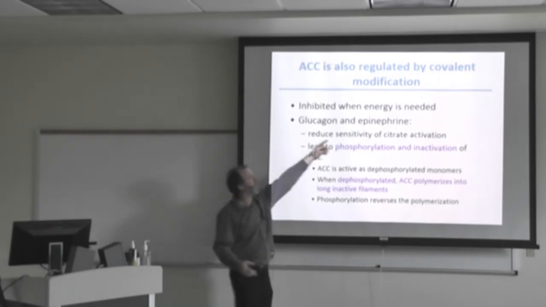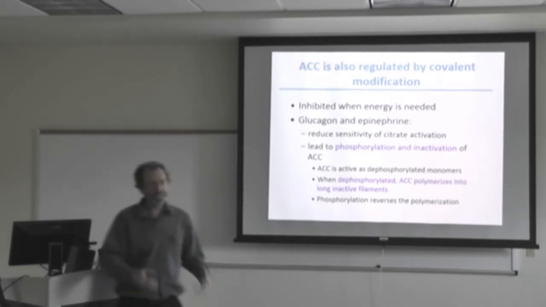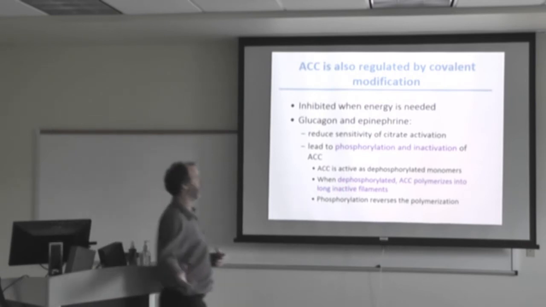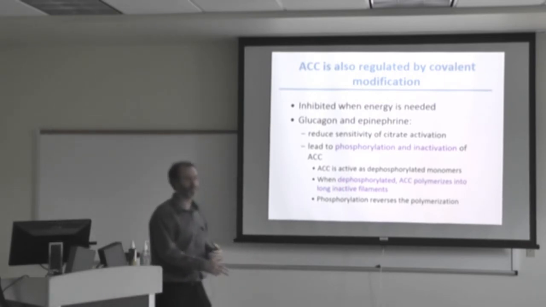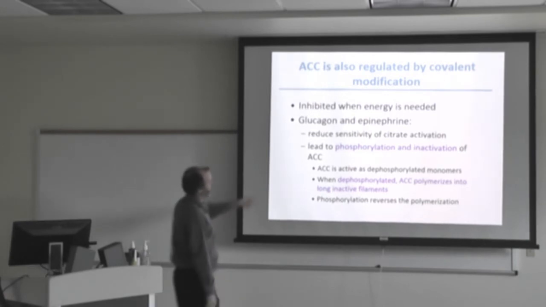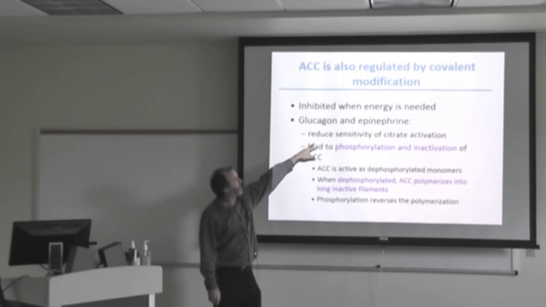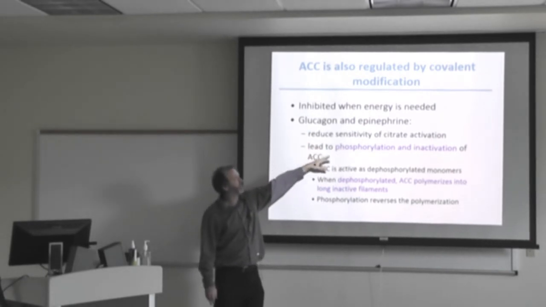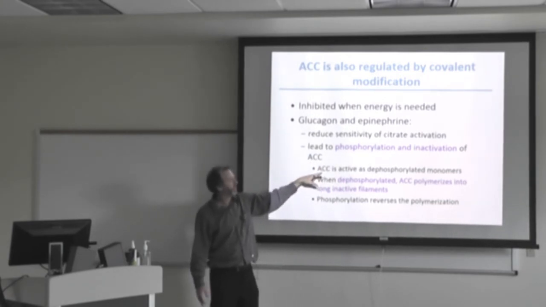So glucagon and epinephrine, if you remember, are the hormones that tell us that we need more energy and we don't want to store energy. Insulin is the hormone that tells us to store the energy, right? You guys remember that? So glucagon and epinephrine reduce sensitivity of the citrate activation. It leads to the phosphorylation and inactivation of acetyl-CoA carboxylase.